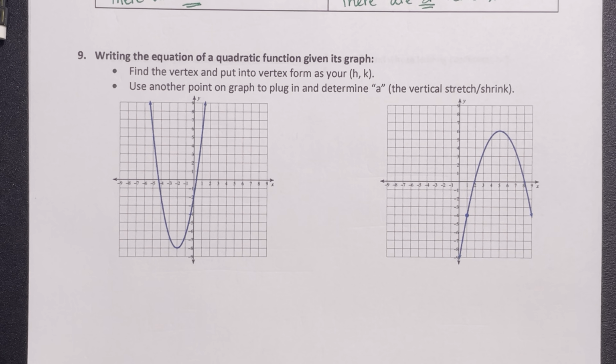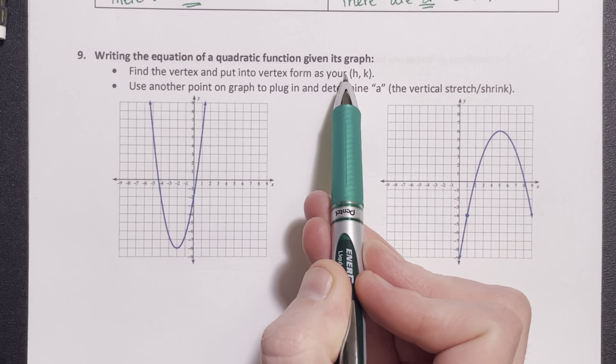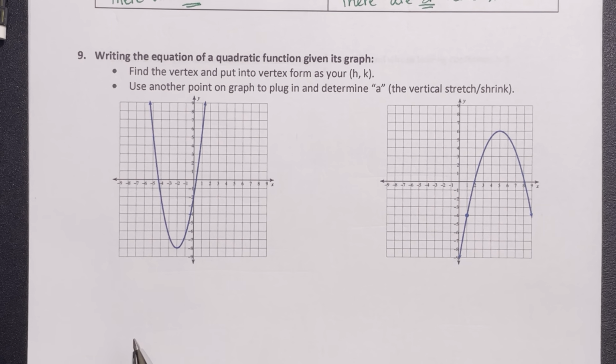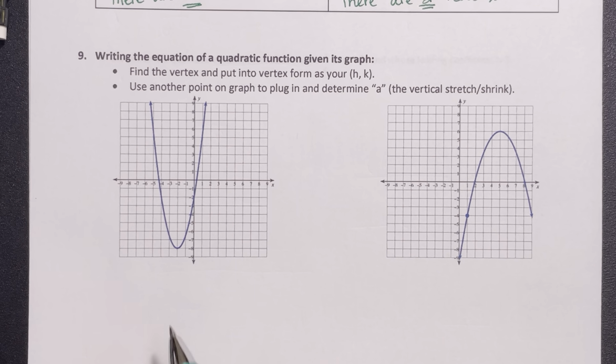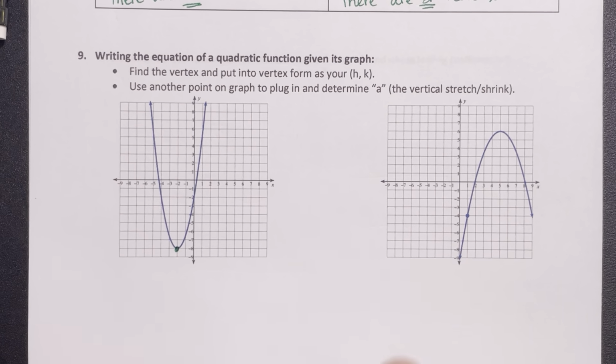In this last part of the quadratic functions lesson, we're going to be writing the equation of a quadratic function just from the graph. So if I can find the vertex, we want to start there. If we aren't able to find the vertex, then maybe we can find some other key pieces. In this first graph, we are able to identify where the vertex is.